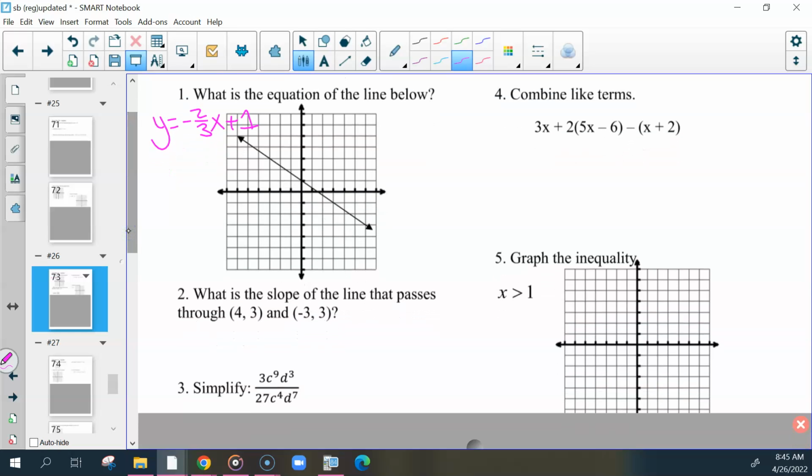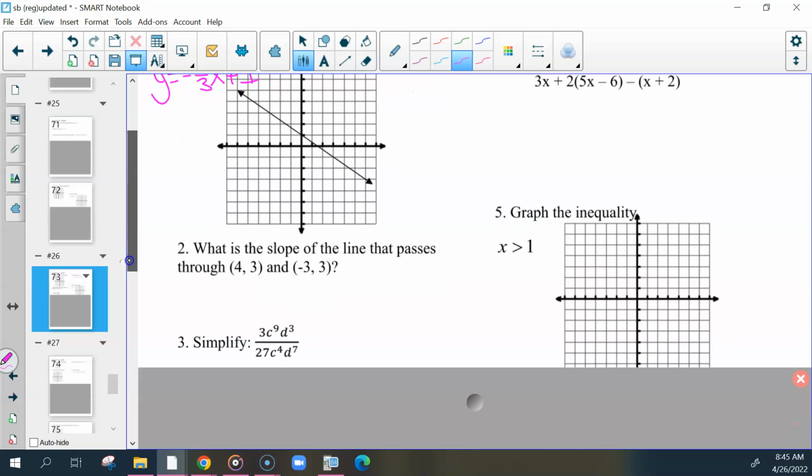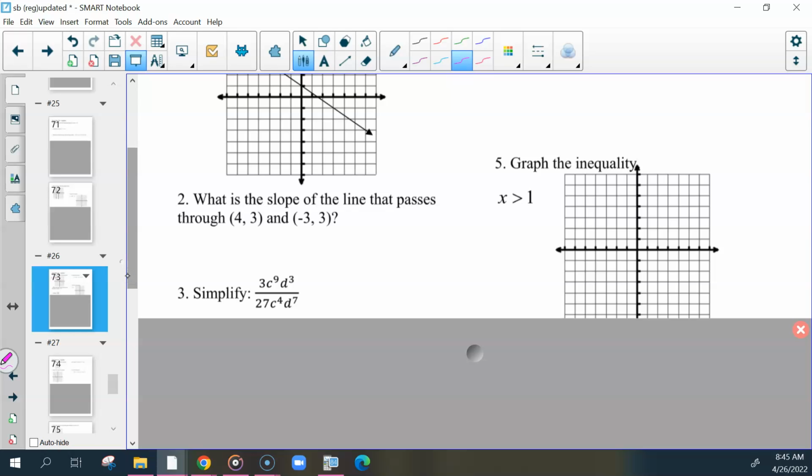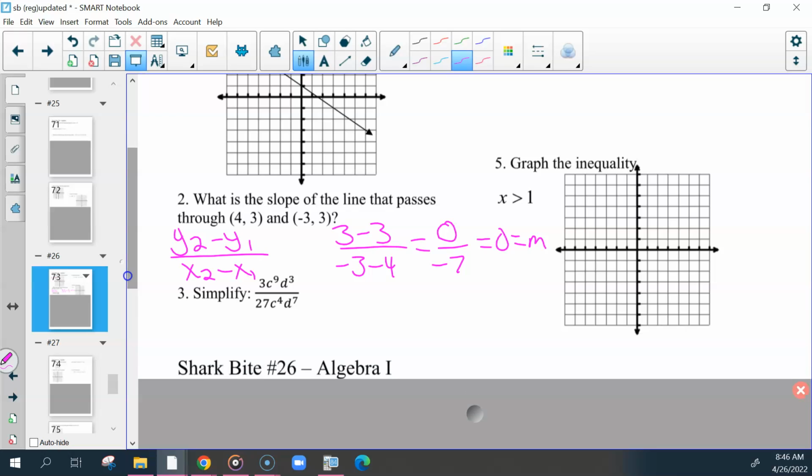For number 2, the slope of the line that passes through these 2 points, how would we find this? Could graph it. How would we find it algebraically? y2 minus y1 over x2 minus x1, or you can switch them as long as you switch them both. So 3 minus 3 and negative 3 minus 4. This would give us 0 over negative 7, which would give us 0. I'm going to do these in order.